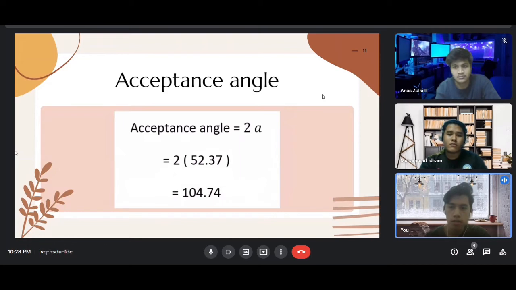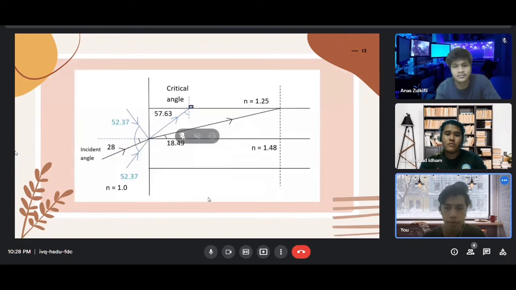And then lastly, acceptance angle. For acceptance angle, the formula is acceptance angle equals 2A, which is 2 bracket 52.37, and then the answer for acceptance angle is 104.74. Okay, that's all. And then this is the graphic for our fiber optic for the calculation.